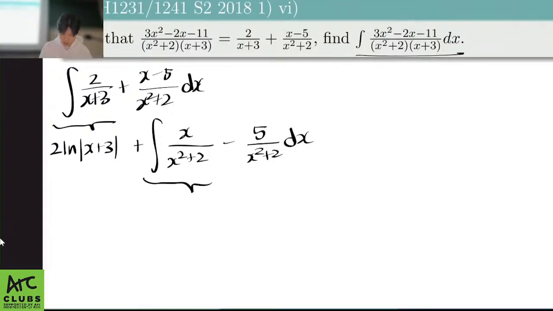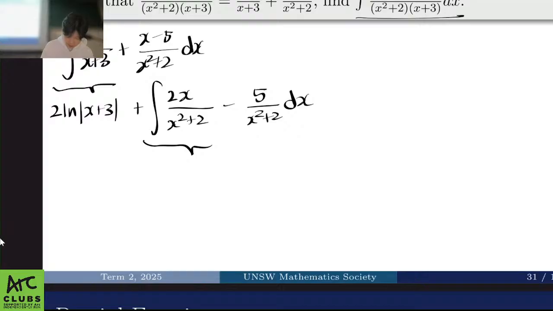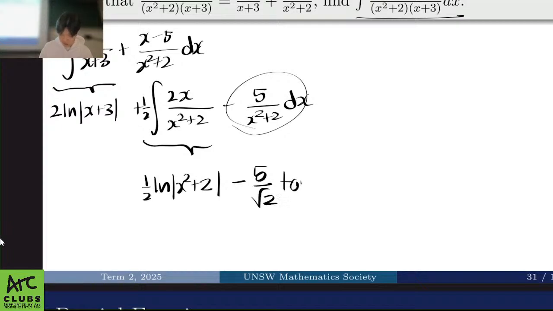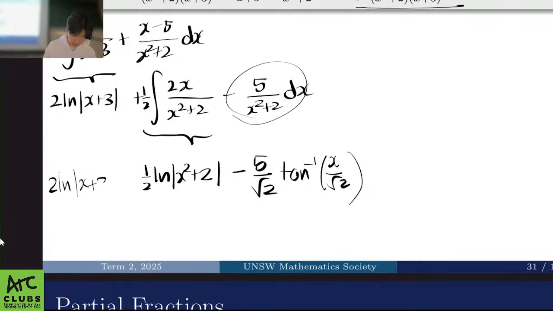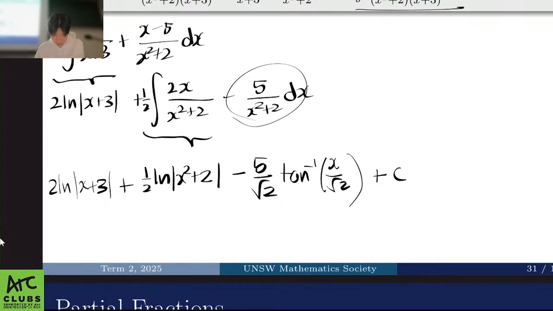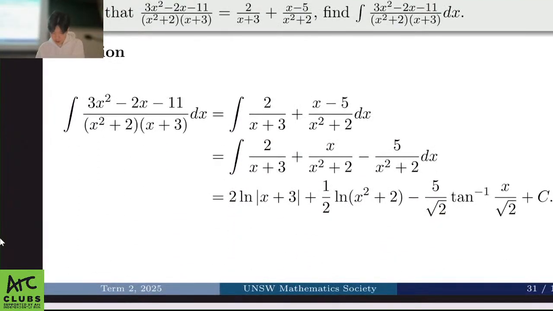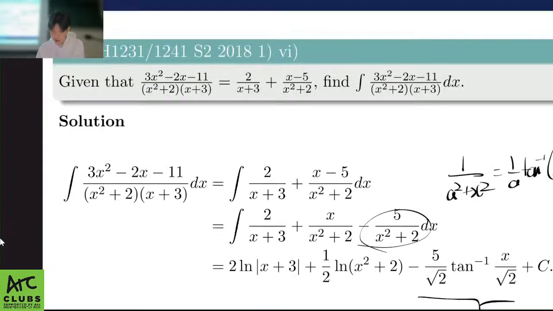So this one here, multiplying by 2 and dividing by half for this one, we're going to get half ln of x squared plus 2. And the right one is a simple arctan integral, which is just more formula basically. So that's how we use partial fractions right here. So the arctan is in a squared plus x squared, so it's 1 on a tan inverse x on a. That's how we get this here.